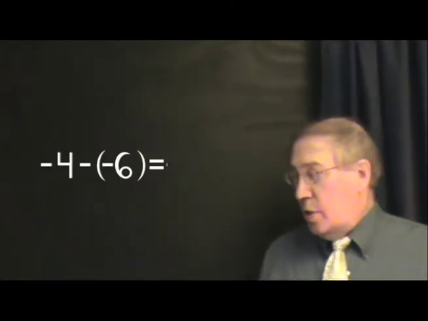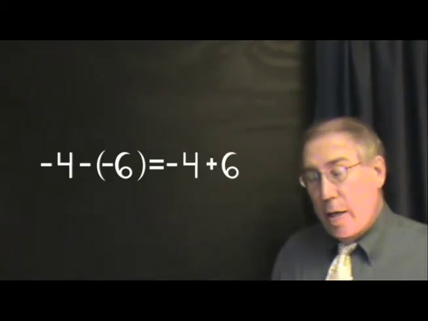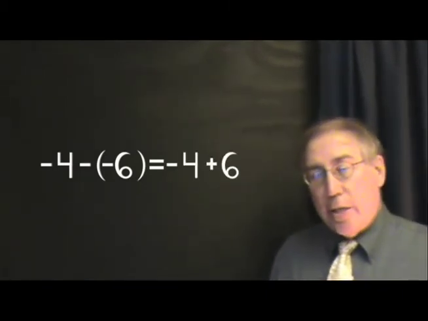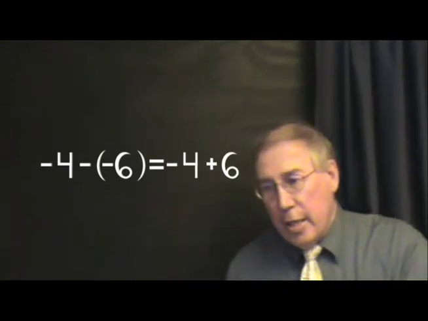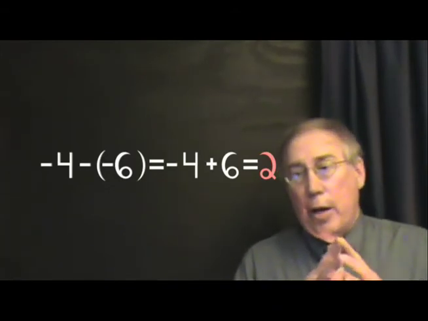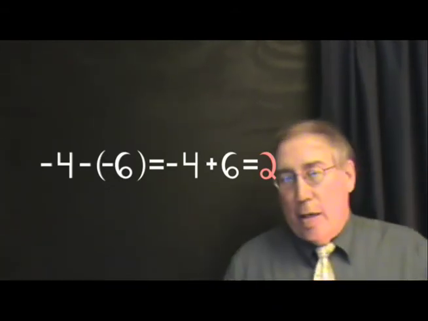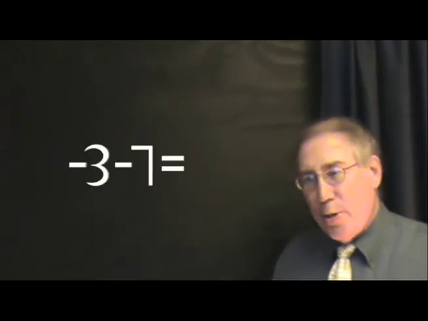Now, in this case here, in the second part, we have a negative times a minus 6. That's just a plus 6. So now we've got a negative 4 and a plus 6. We can just go ahead and subtract those, and put the sign of the larger absolute value. In this case, it's 6. It has a positive, so our answer is a positive 2.